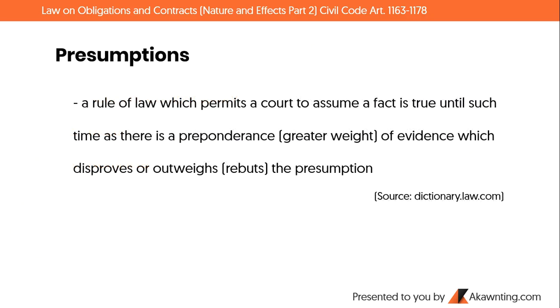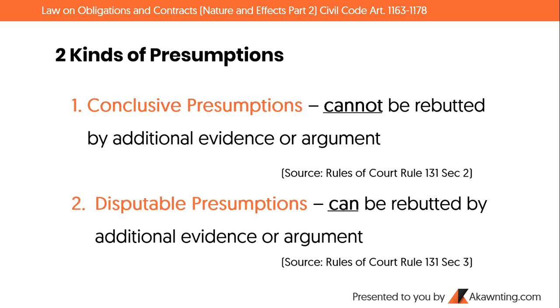Okay? So ayan. So now let's go to presumptions. Okay? So what are presumptions? A rule of law which permits a court to assume a fact is true until such time as there is a preponderance, okay, of evidence which disproves or outweighs the presumption. So this is the definition, source from dictionary.law.com. So there are actually two kinds of presumptions.